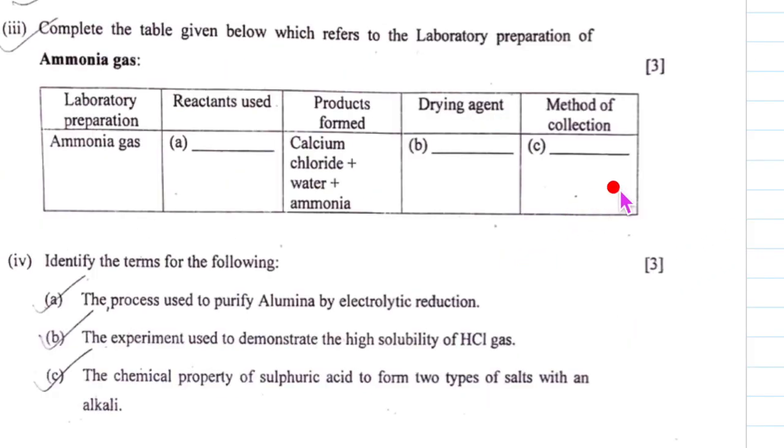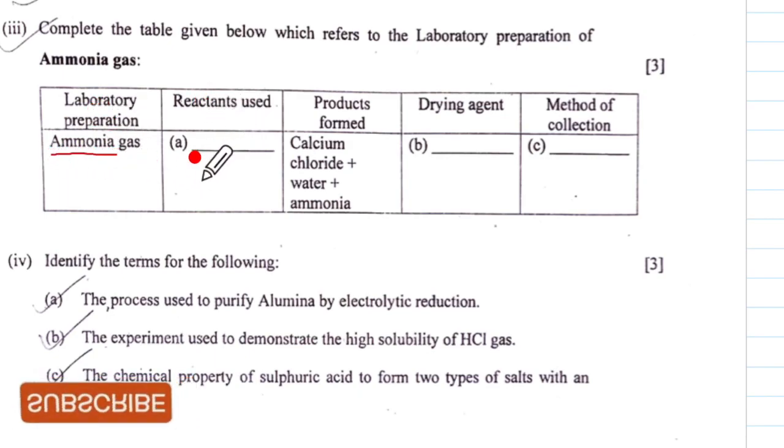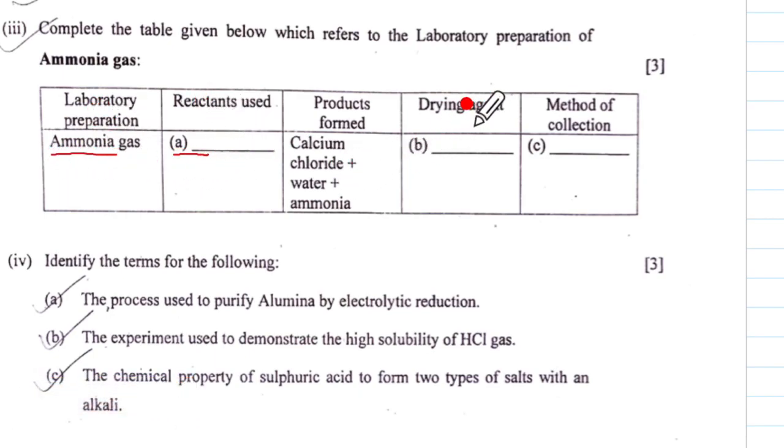Question for third part. So laboratory preparation of ammonia, reactants used, that is your first blank, drying agent is second blank, and the method of collection is the third one. So you can write your answers as A, B and C like so.